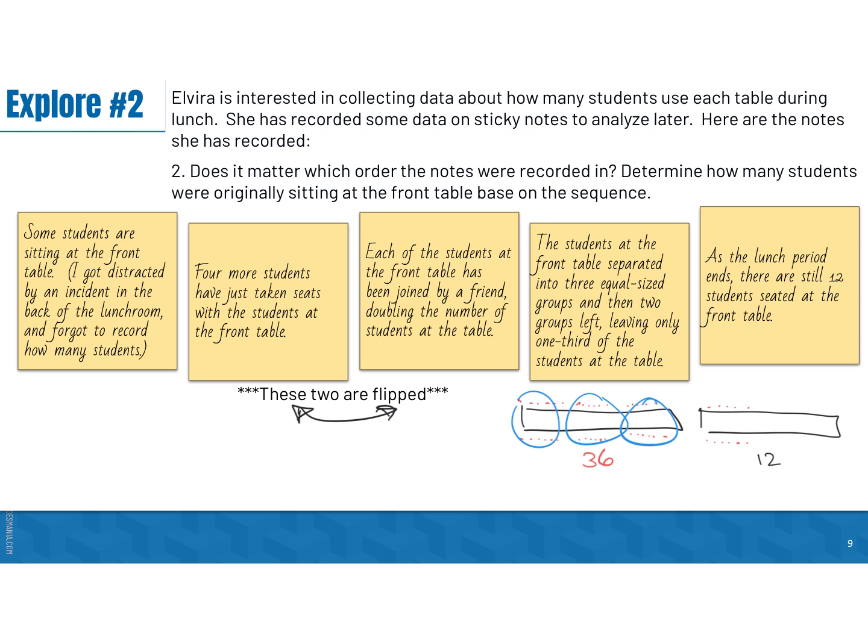And then the next sticky note, this is different from before. It says each of the students at the front table has been joined by a friend, doubling the number of students. Each one has been joined with a friend, doubling each number of students. So we're going to have 2 times something, right?